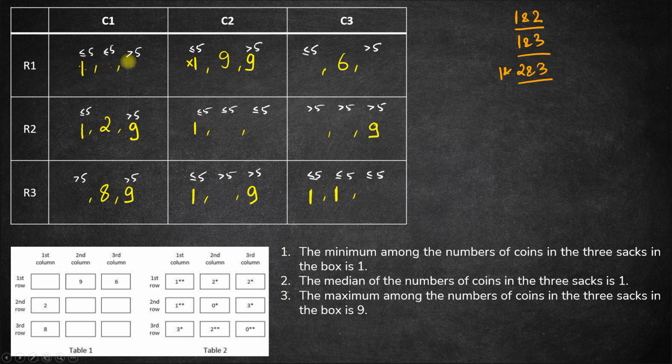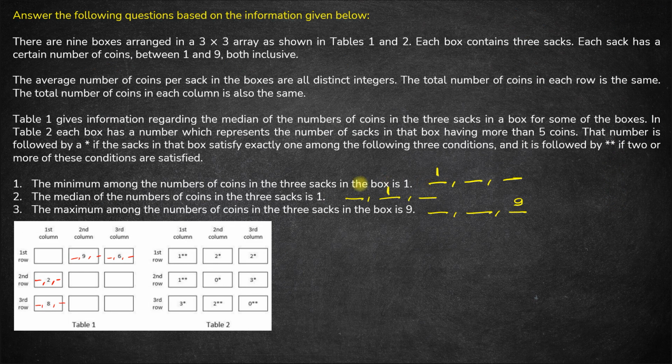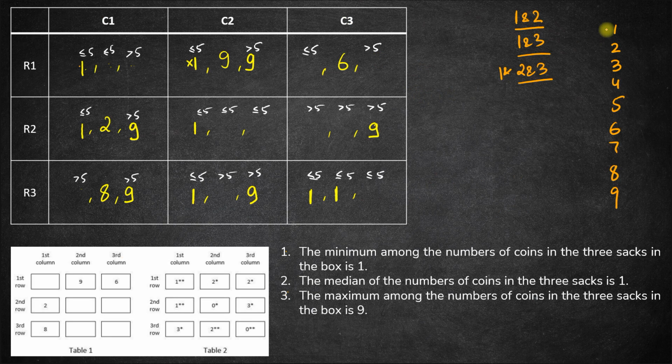Now the other requirement that is given is that all these 9 boxes will have a different average number of coins, which is an integer. It's given, right? The average number of coins per sack in the boxes are all distinct integers. Okay, so there will be one box having on an average 1 coin per sack, 2 coins per sack, 3 coins per sack, and so on. So now let us look at which box can have any of these averages.